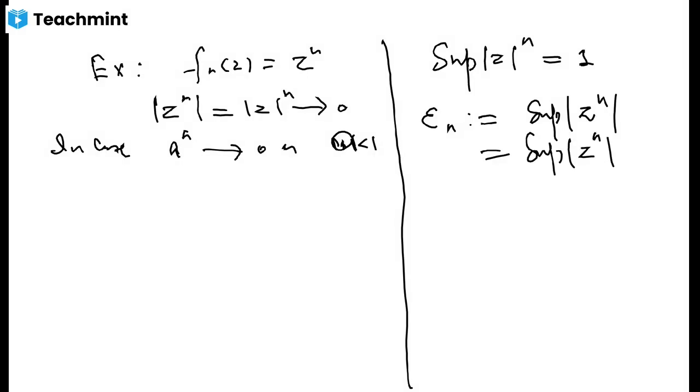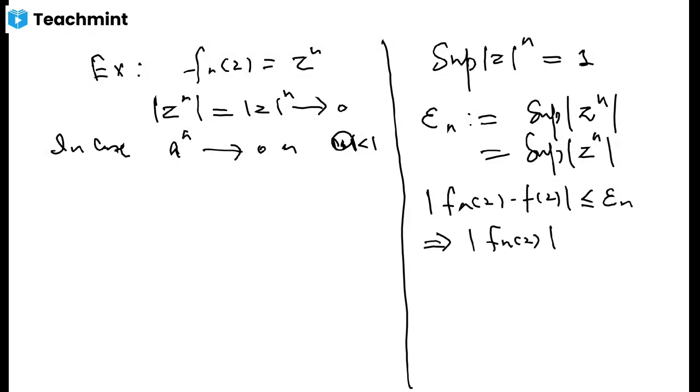And for uniform convergence, we required that |f_n(z) minus f(z)| must be less than epsilon n, and the supremum is a possible worst case estimator. But in this case, f(z) was 0, and f_n(z) was mod z to power n, which is less than or equal to epsilon n. This is less than its supremum, but the supremum is 1.